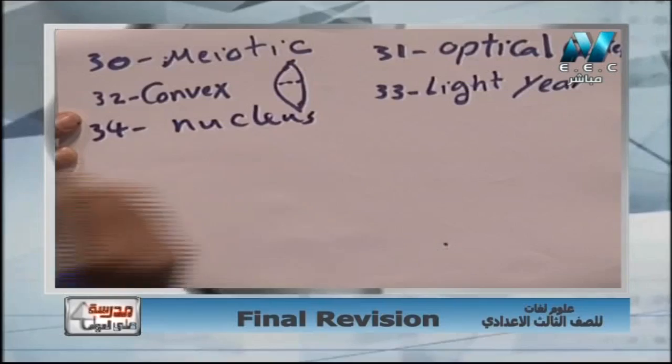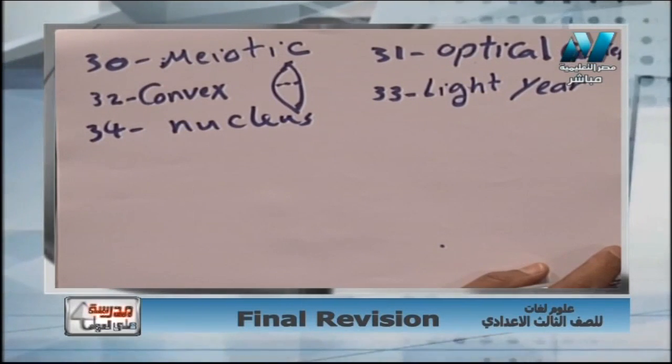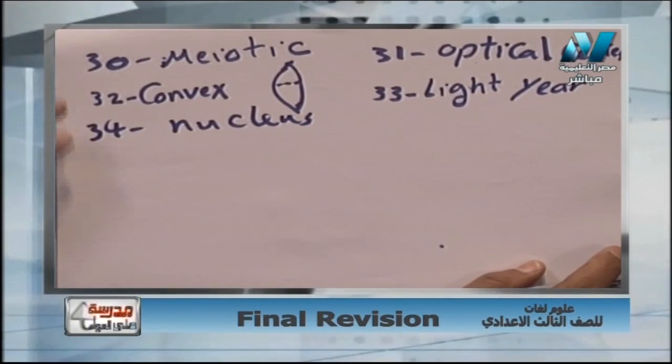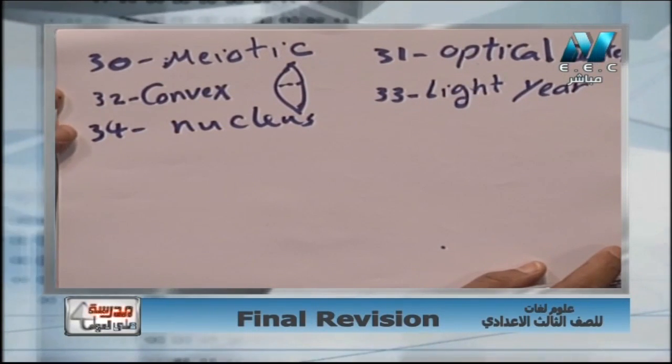Let's go to number 34. The part of the cell which is responsible for cell division. Which part of the cell? We know that the cell has a cell membrane, cytoplasm, and nucleus. Yes, number 34 is the nucleus. The nucleus includes the chromosomes, and this nucleus is responsible for cell division.